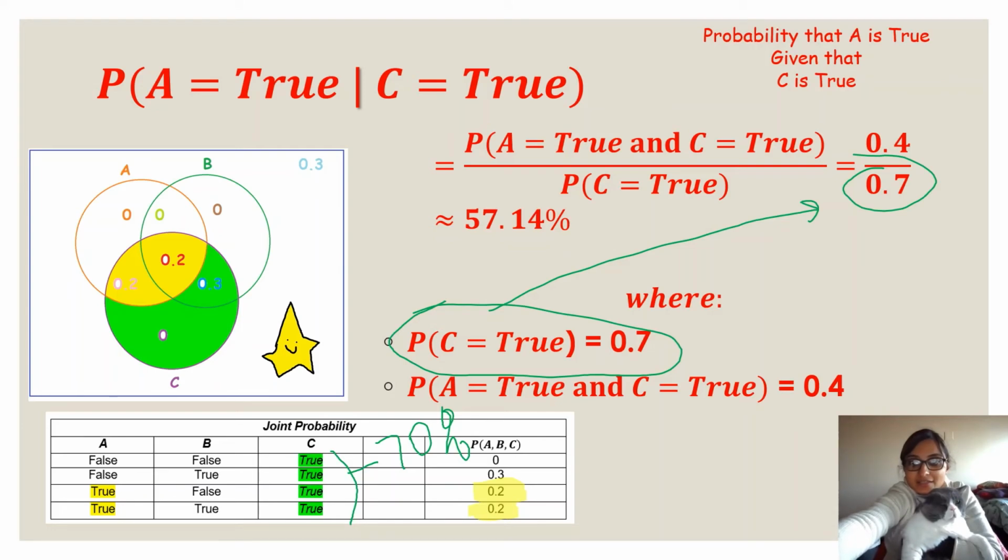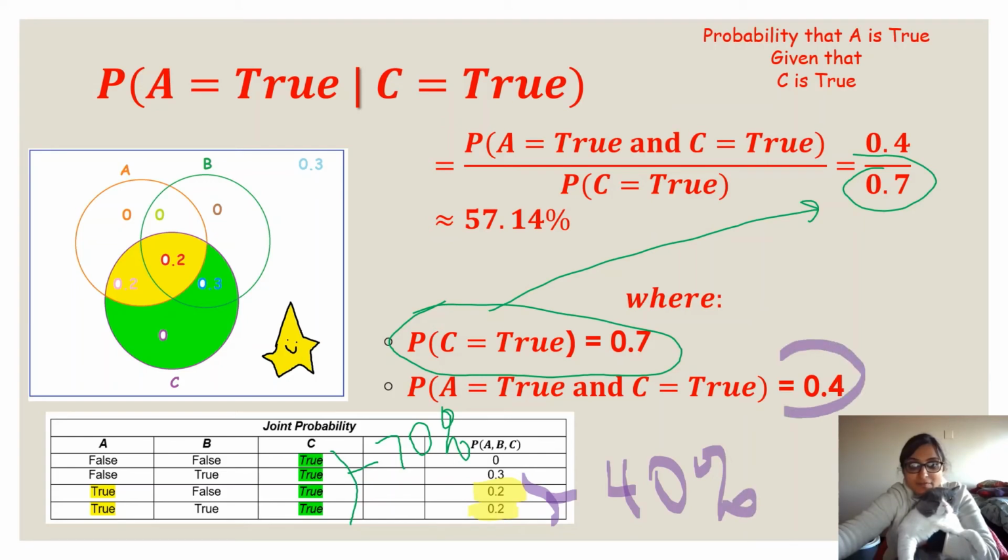So we just have to plug in these values here. And so for the probability A is true and C is true, we just plug in 40% here. And then for the probability that C is true, we just plug in 70% or 0.7. And then this just equals 40 over 70, which is just equal to 57.14%.